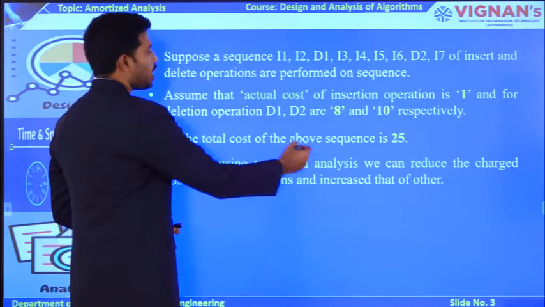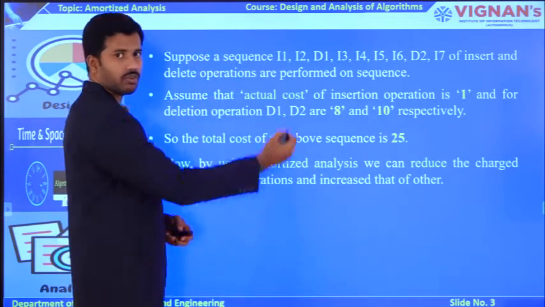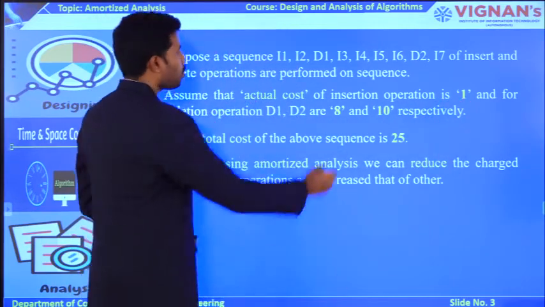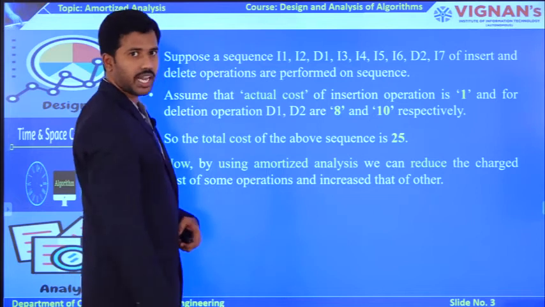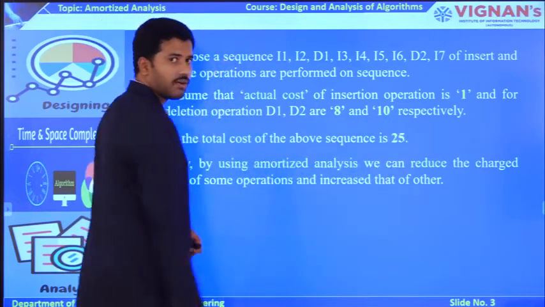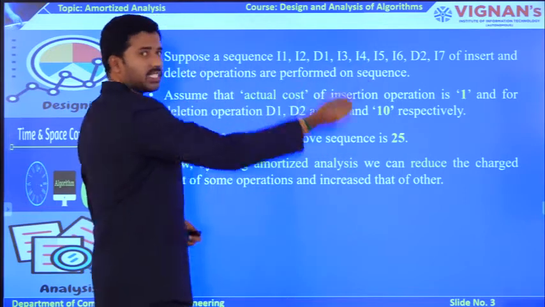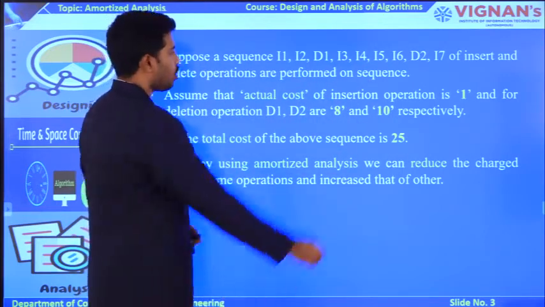Okay. The total time complexity of the above sequence is 25. Why? Because insertion is occurring with the actual cost 1, but to perform D1 it is taking a worst case of 8, and to perform D2 it is taking a worst case of 10. So the total time complexity to execute all these 9 instructions is going to be 25.